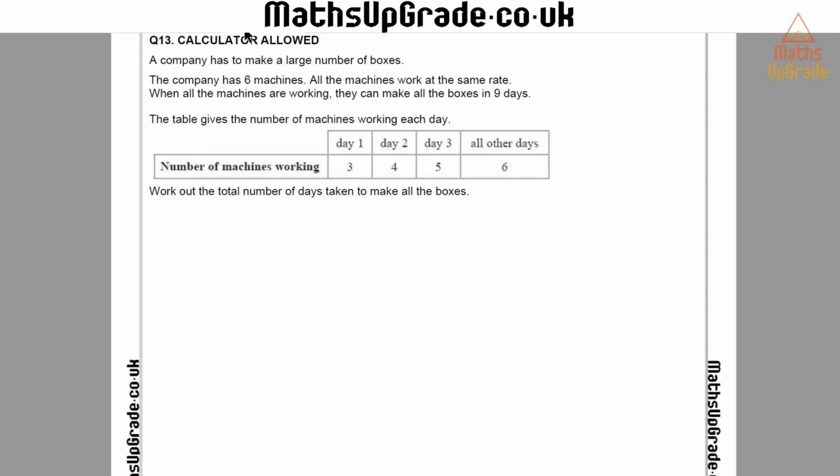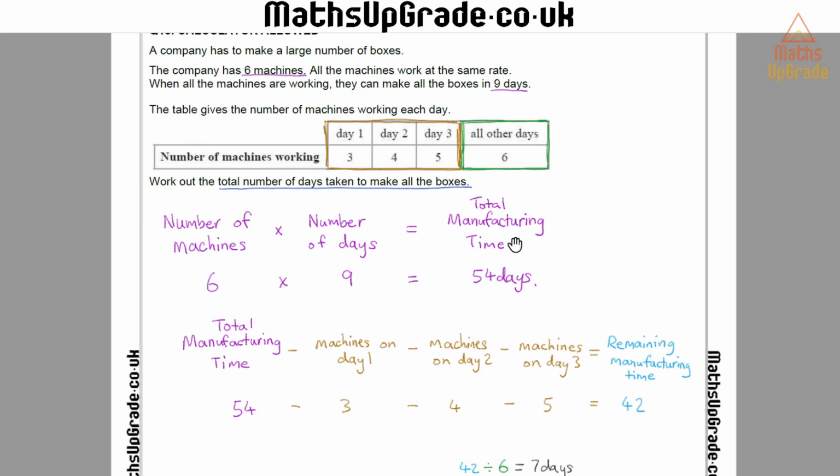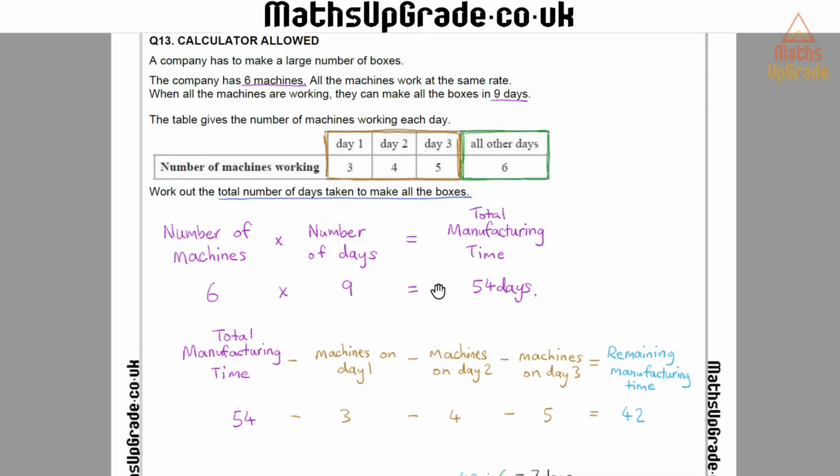So I'm just going to first of all work out the total manufacturing time. Total manufacturing time is the number of machines times the number of days. We're told if there's 6 machines working for 9 days, all the boxes can be made. In other words, multiply them together, that tells me the total manufacturing time is 54 days. This represents the total time needed to make the boxes. So I can either have one machine working for 54 days straight, or I can have 54 machines working for just 1 day.